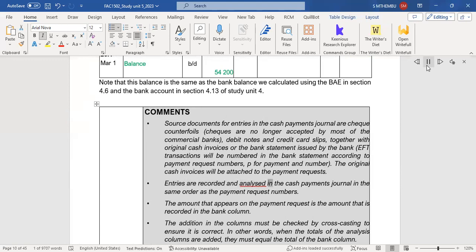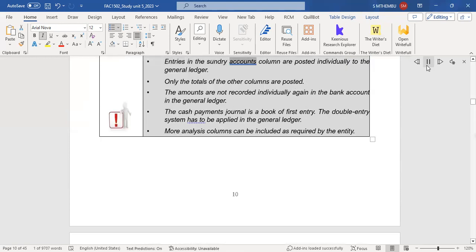Entries are recorded and analyzed in the Cash Payments Journal in the same order as the payment request numbers. The amount that appears on the payment request is the amount that is recorded in the bank column. The addition in the columns must be checked by cross-casting to ensure it is correct. In other words, when the totals of the analysis columns are added, they must equal the total of the bank column. Entries in the sundry accounts column are posted individually to the general ledger.